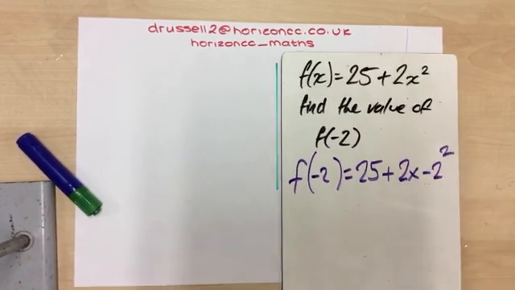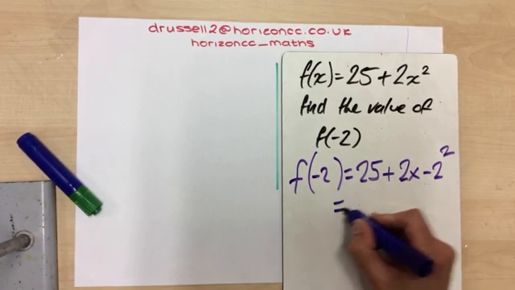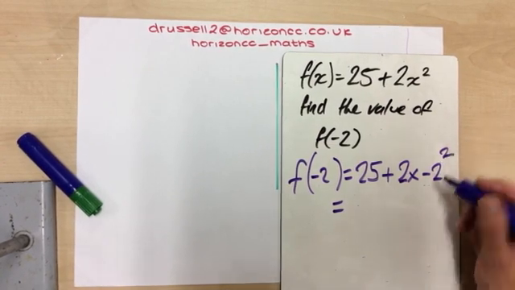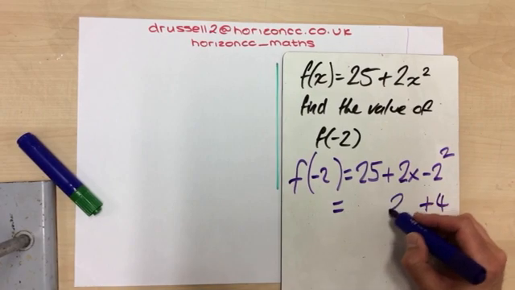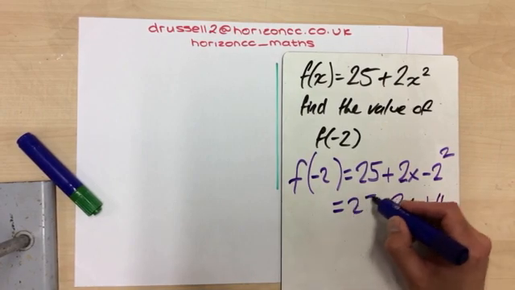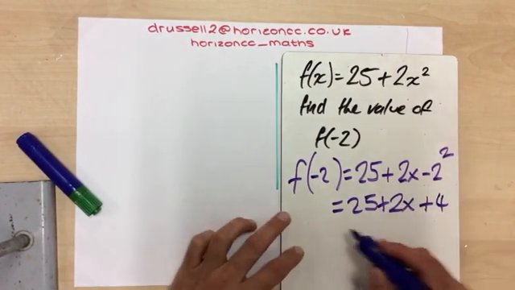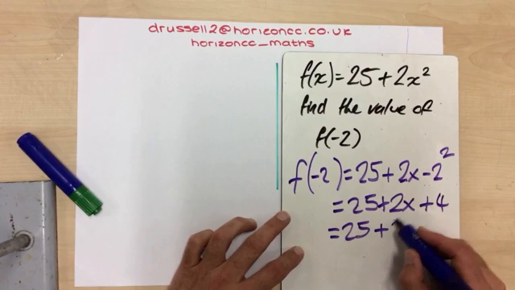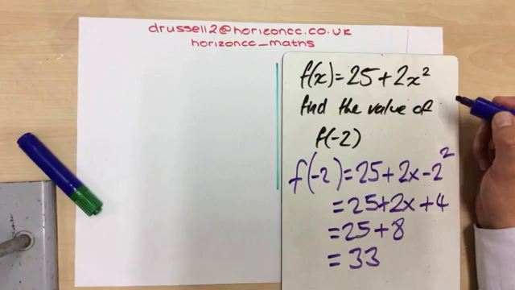Okay, so looking at what we've got there, think about your order of operations. I've got minus 2 squared over here. Minus 2 squared is going to give me plus 4. I've got 2 times there. I've got 25 plus here. Okay, so I've now got 25 plus 8, which gives me a value of 33.